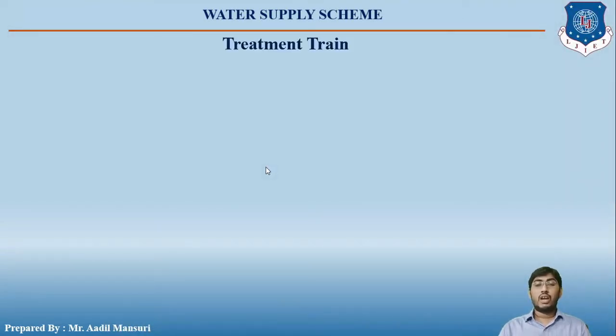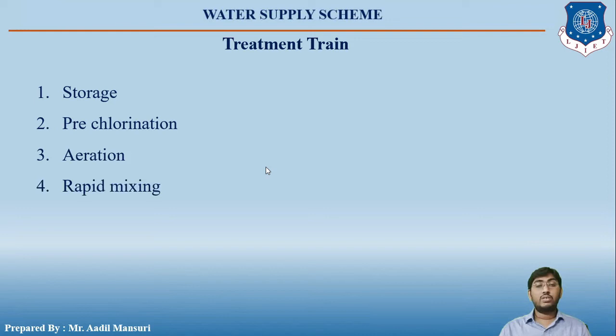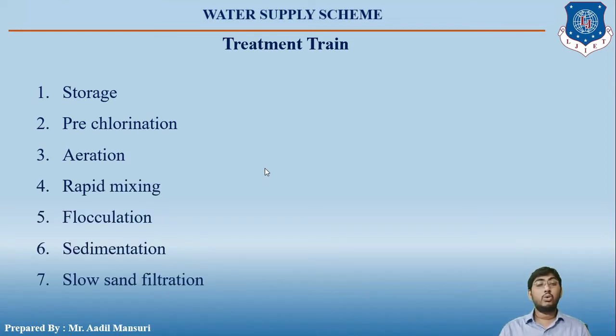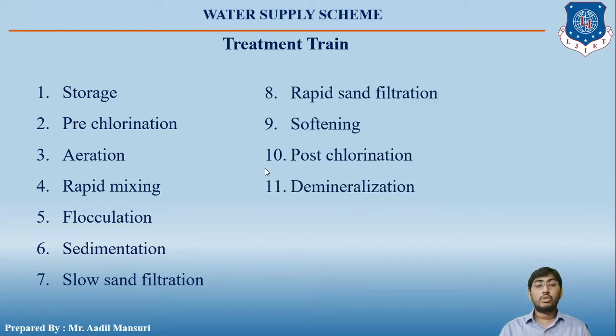Let us now start with another topic, that is the treatment train, right? The method of treatment to be employed depends upon the nature of raw water constituents and the desired standards of water quality, right? Various unit operations are storage, pre-chlorination, aeration, rapid mixing, flocculation, sedimentation, slow sand filtration, rapid sand filtration, softening, post-chlorination, and demineralization, right?